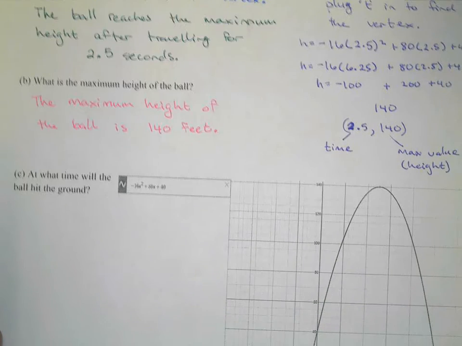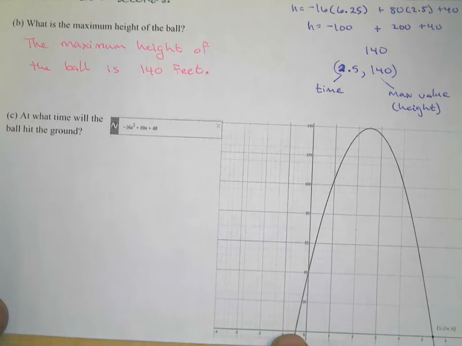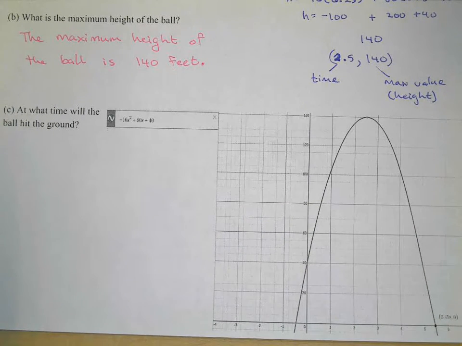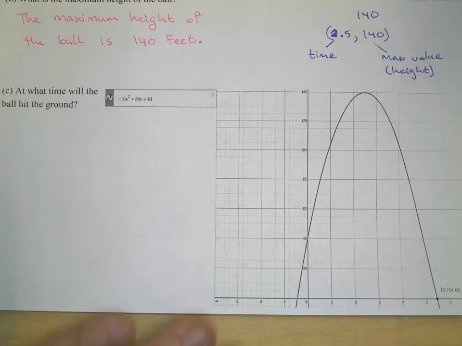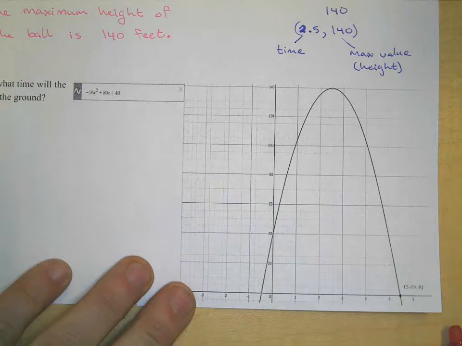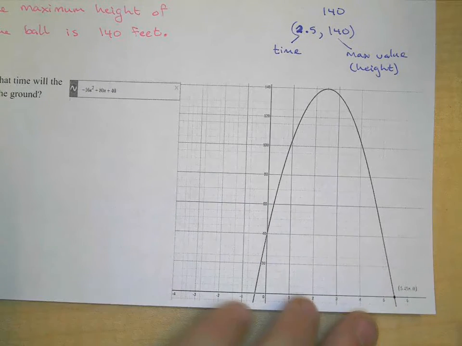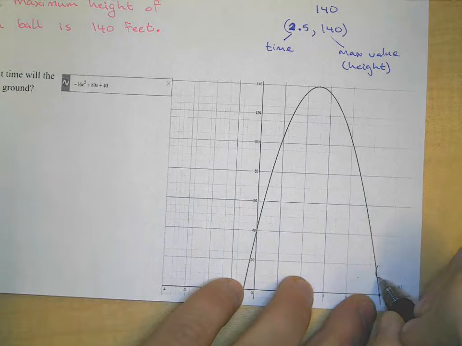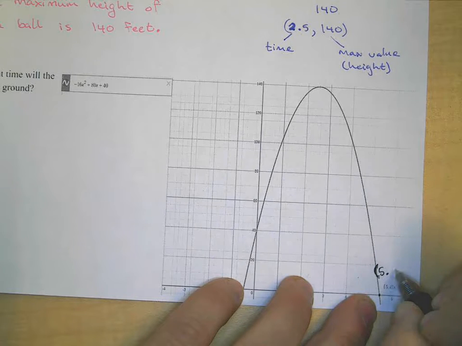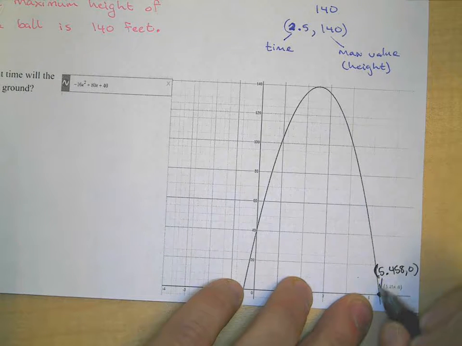Okay, now the last part we're going to look at is figuring out when the ball is going to hit the ground. And I like using graphing tools to help us do this. We could do it algebraically, factoring and solving, but we're going to let a tool help us. So we have this point over here. That's that point right there.